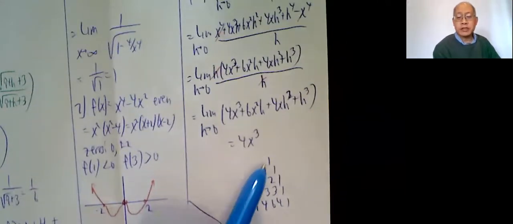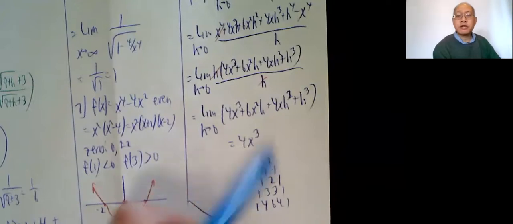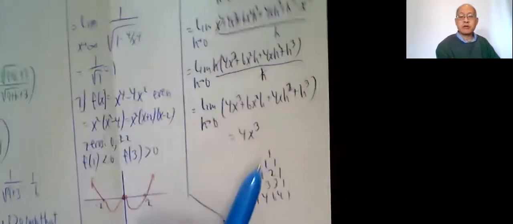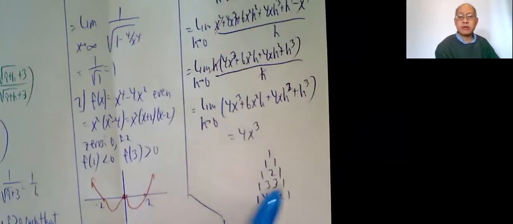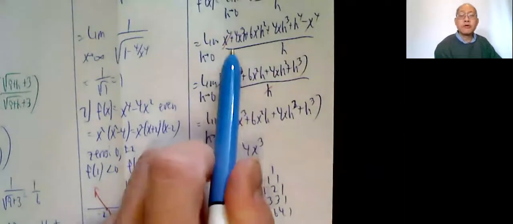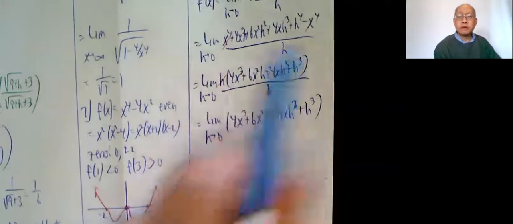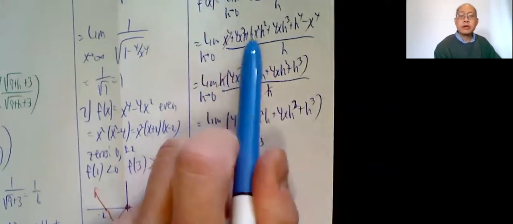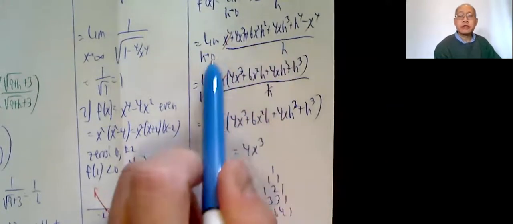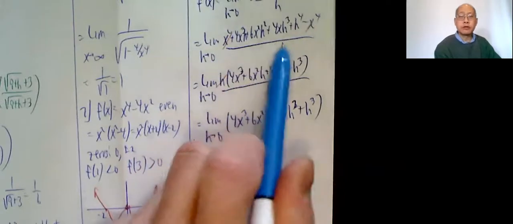This is just to show you Pascal's triangle to get the coefficients of x plus h to the fourth power. 1; 1, 1; 1, 2, 1; 1, 3, 3, 1; 1, 4, 6, 4, 1. So the coefficients are 1, 4, 6, 4, and 1. x to the 4, 3, 2, 1, 0. h to the 0, 1, 2, 3, 4.